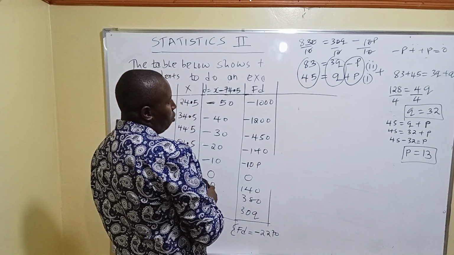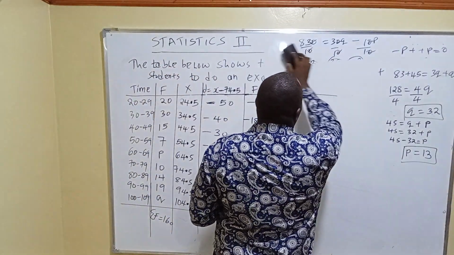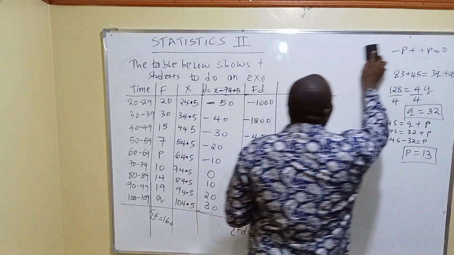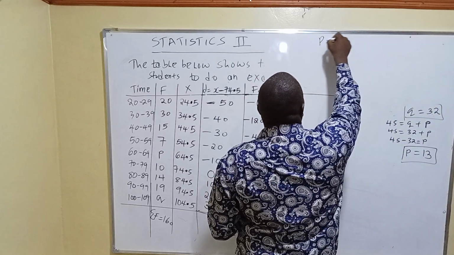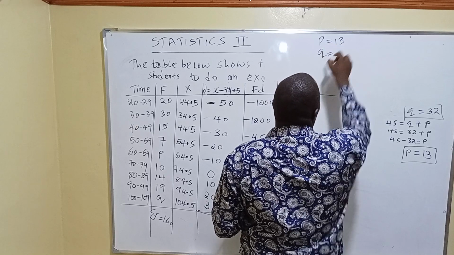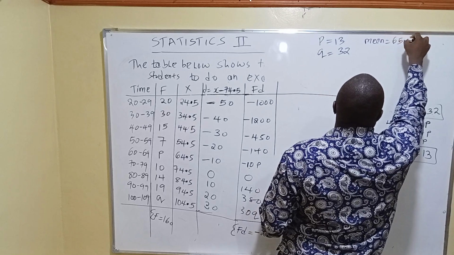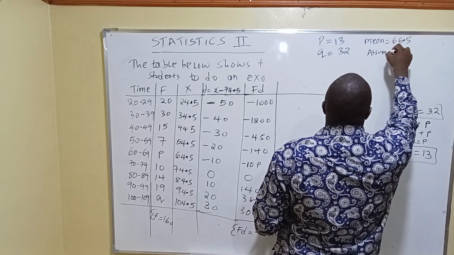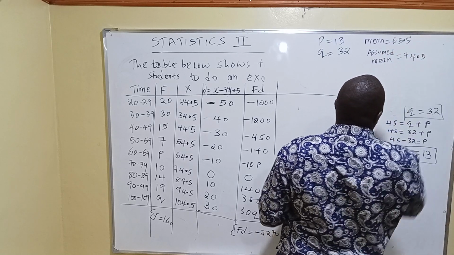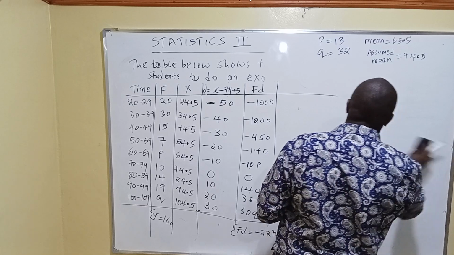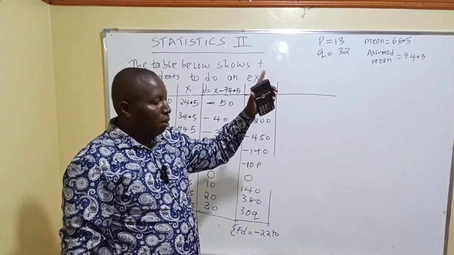So therefore, because you already have p and q, we can erase this now. Note that p now is 13 and q now is 32. Remember the actual mean. Our actual mean is 65.5 and our assumed mean is 74.5. We have all the details now. We have p, we have q, we have mean, and we have assumed mean.